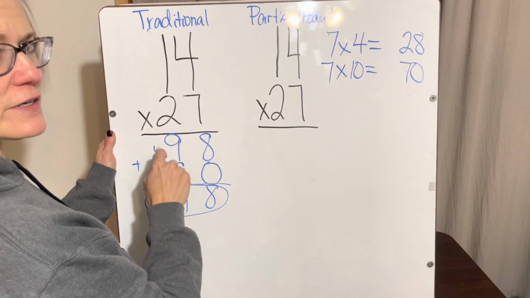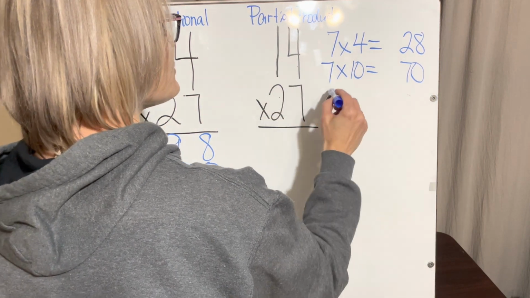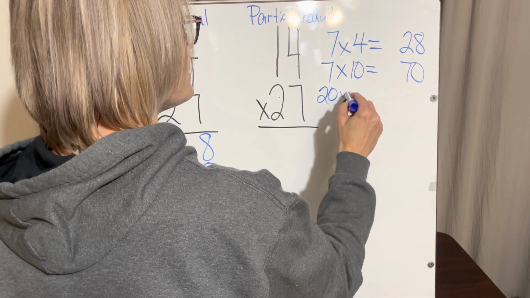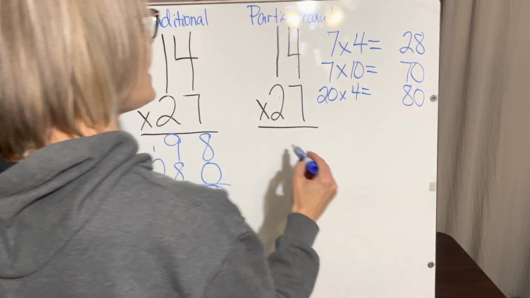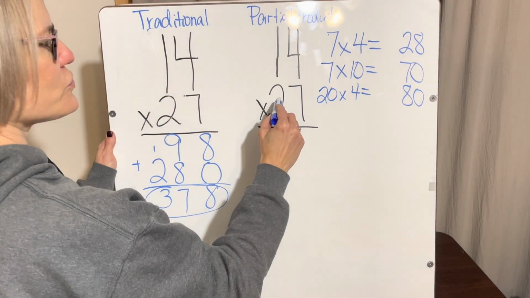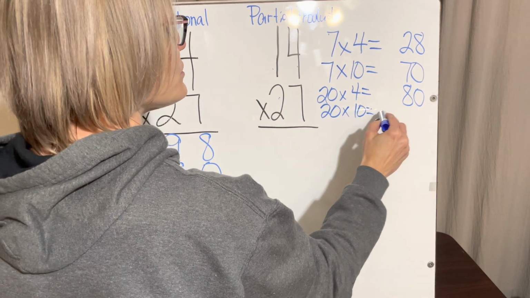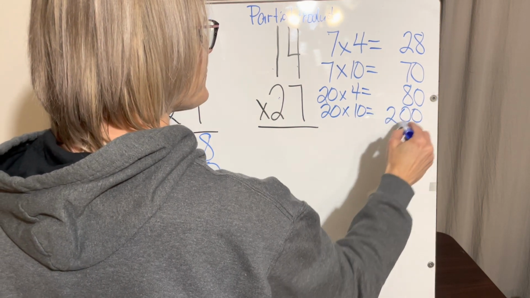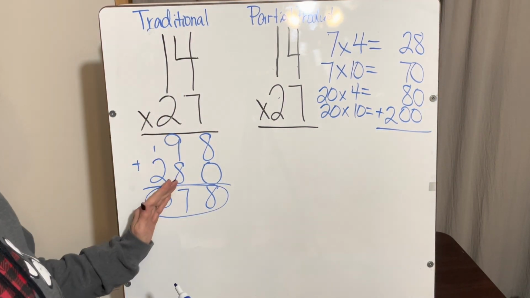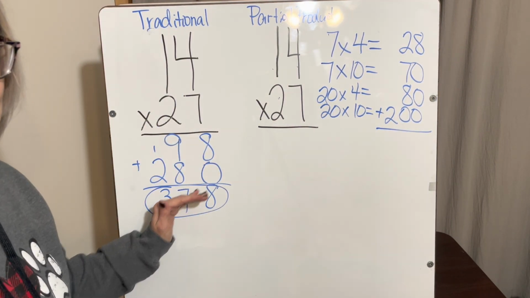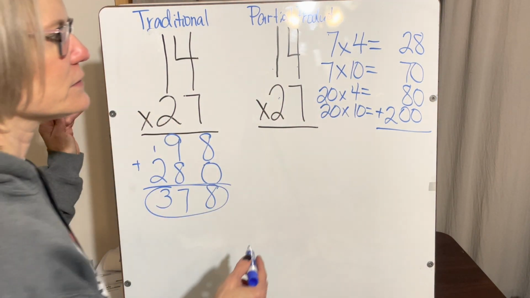And that's what I have here. Curious. So then I have 20 times 4, which gives me 80. And then I have 20 times 10, which gives me 200. If you look at this, this looks vaguely familiar over here. So see, we're doing different strategies, but we're seeing how they're similar.